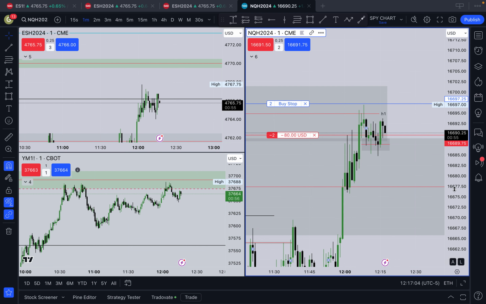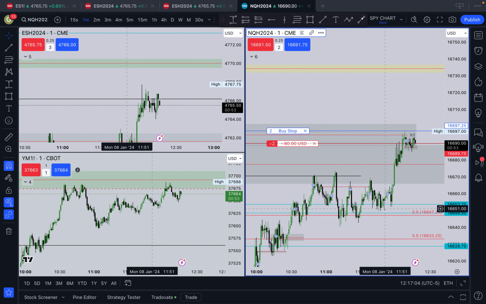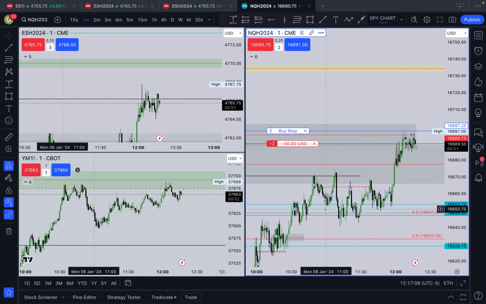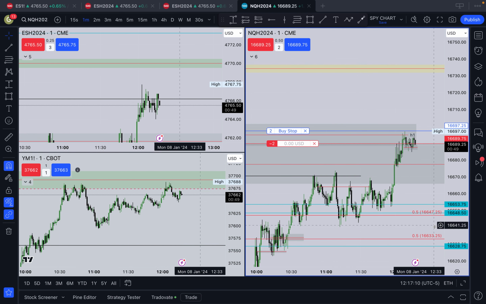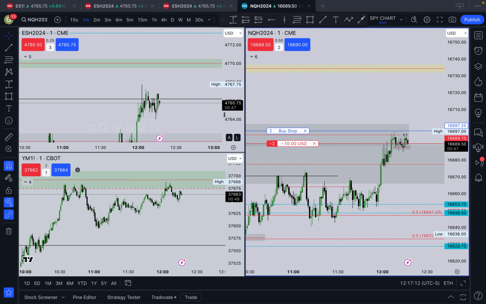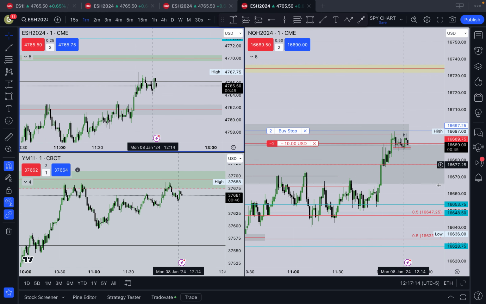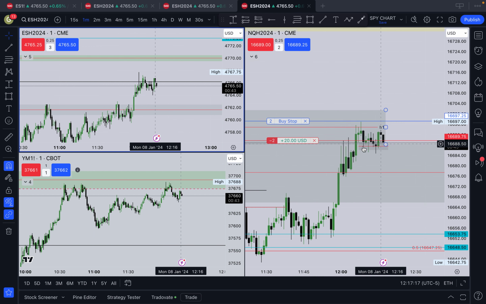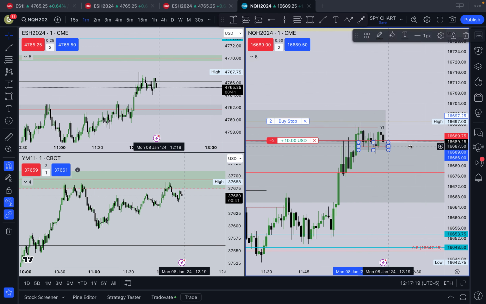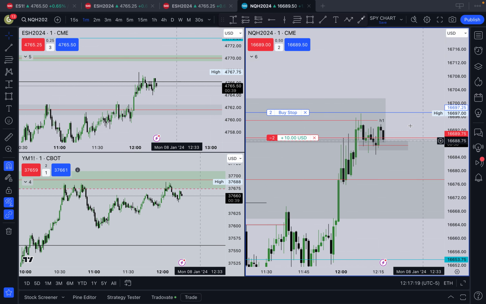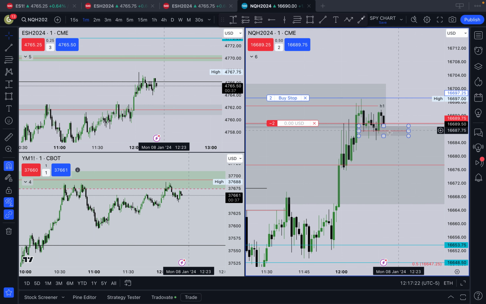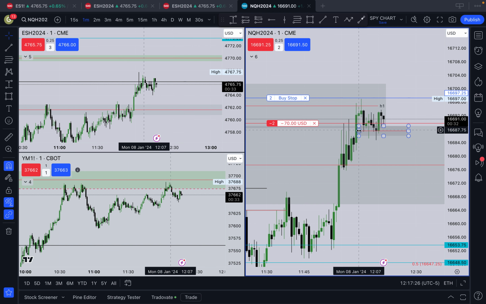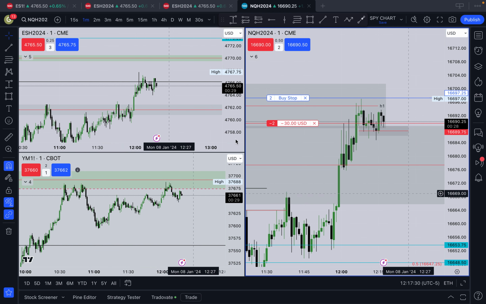And looking for a little power of 3 going into lunch. Accumulation, manipulation, distribution, hopefully. Risking the high. So what I was saying is I really want to see this 1 minute invert here. And if that's the case, it may give another add opportunity. But for now, we're just kind of waiting. Stop is in above the high that created the SMT.